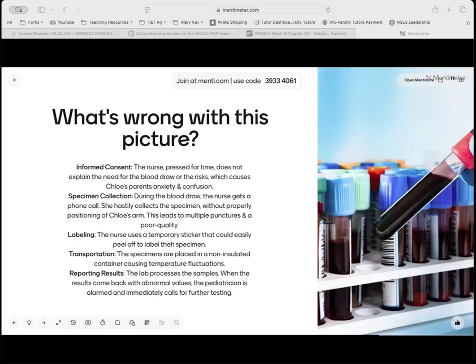How do you think Chloe's going to receive you? Like the enemy. You're just coming in with a needle, going right after her. She's going to be petrified of you.